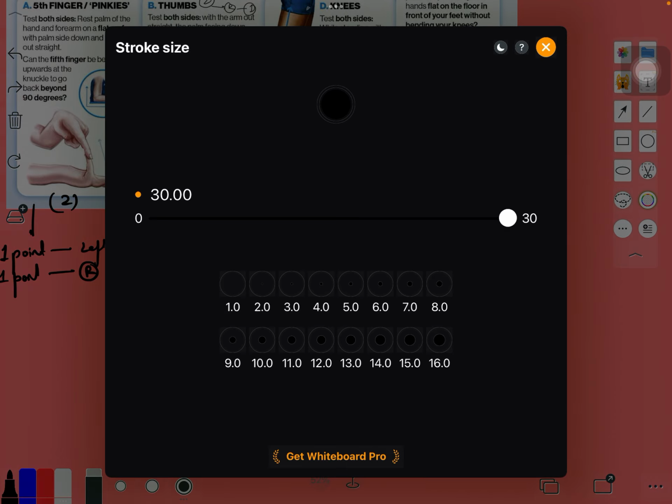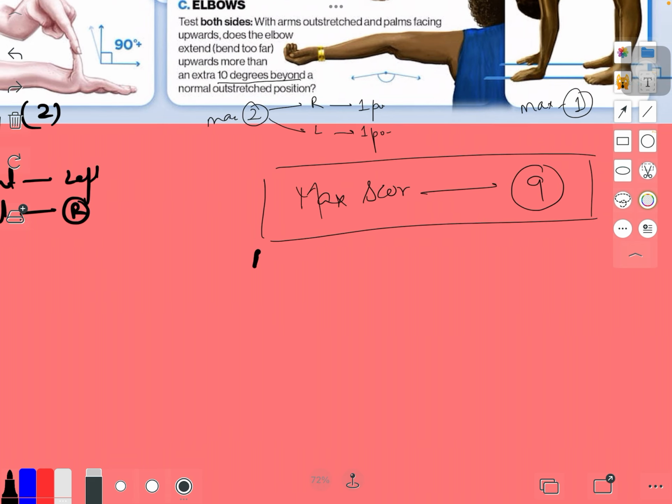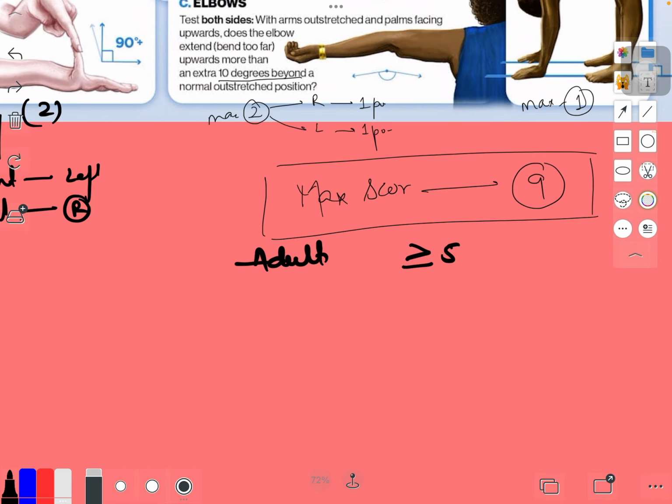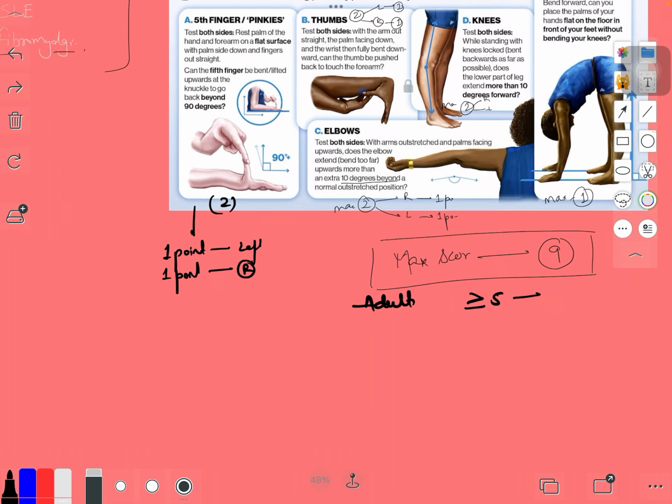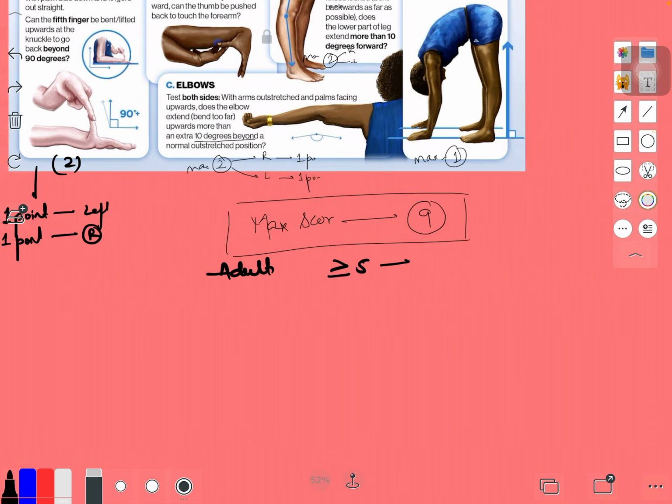Higher the number, greater the risk. For adults, if you have a score more than or equal to 5, you have hypermobile joints, because this is depicting joint mobility. Then for children, it is greater than or equal to 6. Why 6? Because children are usually more flexible than adults, so we keep it at 6.